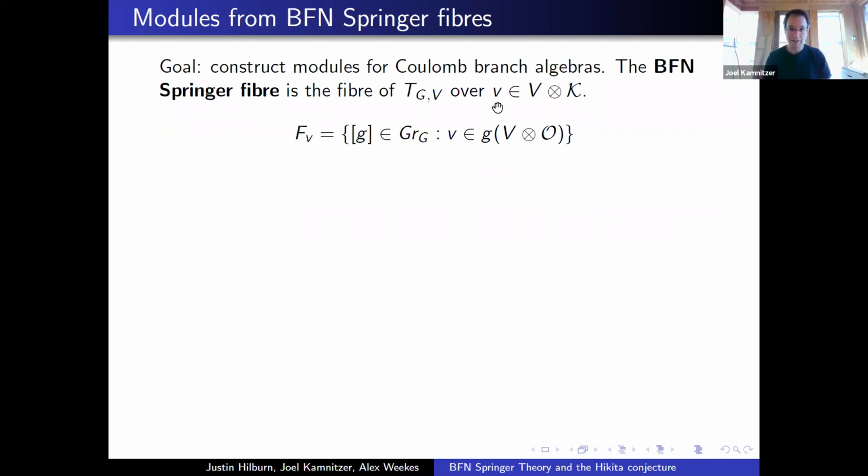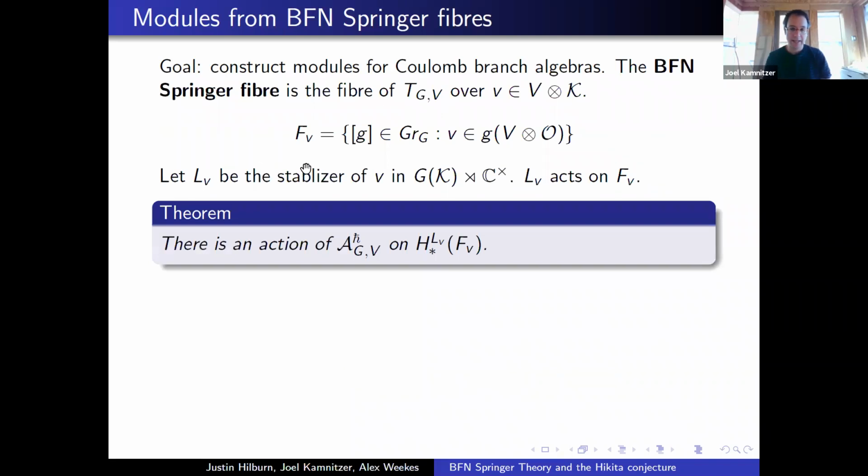So suppose I take a point V in my space V tensor K. Then I can study what we call the BFN Springer fiber. I consider all those points in the affine Grassmannian such that V lies in the lattice defined by the affine Grassmannian point. It's an analog of an ordinary Springer fiber in the finite dimensional case. And if the representation of G is the adjoint representation, then it agrees with what's called the affine Springer fiber. But in general, it's its own beast.